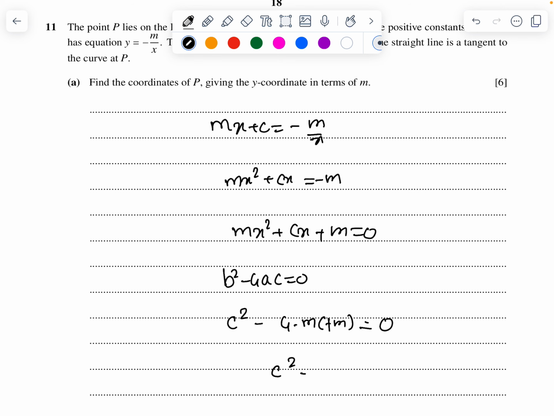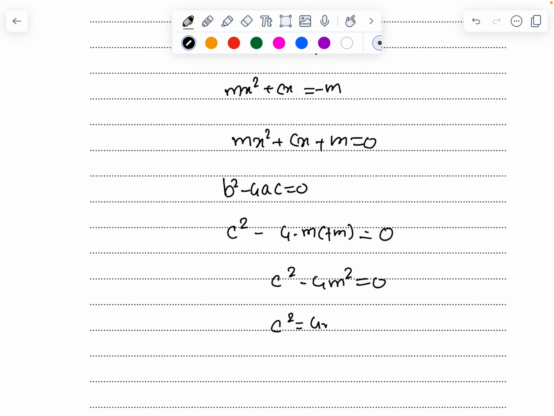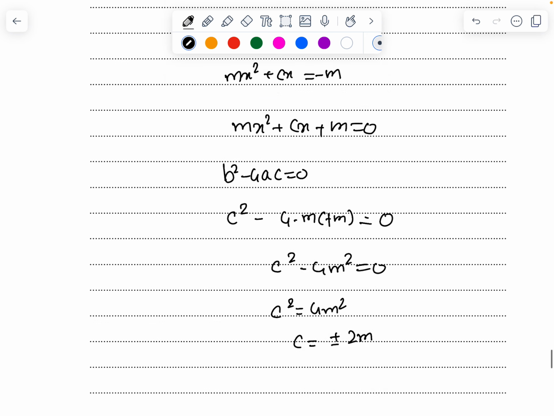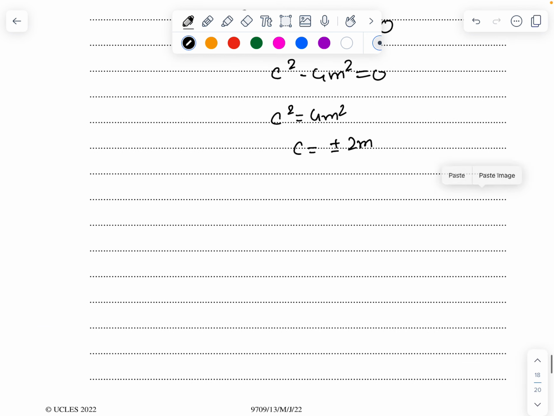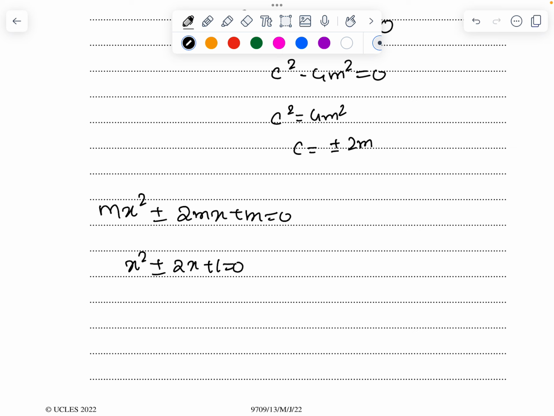So what do I get? c square minus 4m square equals 0. c square equals 4m square. c equals plus or minus 2m. I got the value of c as plus or minus 2m. Then plug in the main equation, mx square plus or minus 2mx plus m equals 0. So m cancels, x square plus or minus 2x plus 1 equals 0. So this becomes (x plus 1) whole square equals 0, x equals negative 1. That's going to be the answer.